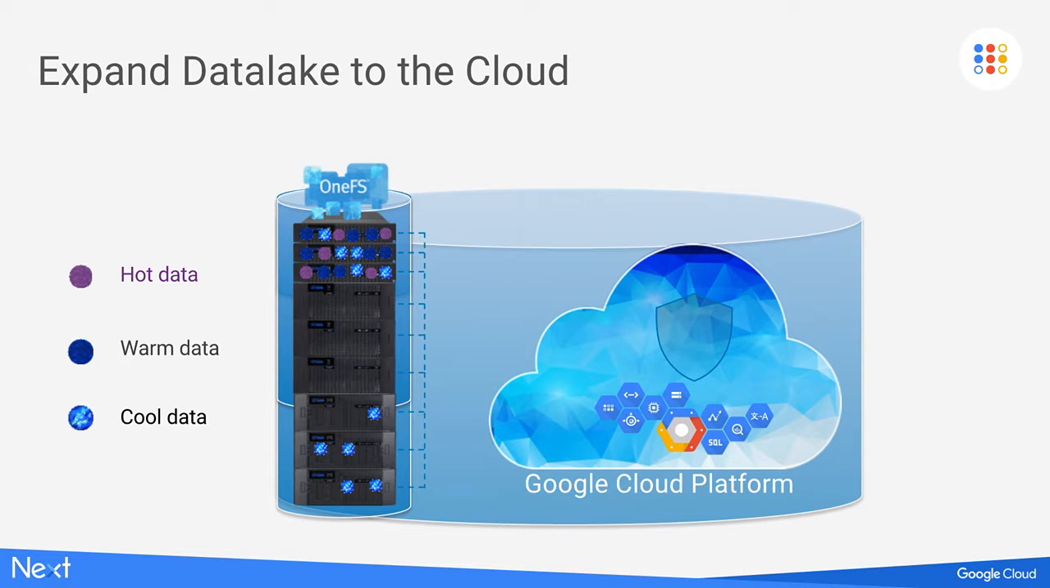So customers today using Isilon can put their performance data, their high throughput data, on a local on-prem Isilon cluster. But as the data starts to age and cool, you can move it off to a Google Cloud Storage target and still be able to access it within the same namespace as the data on-prem.